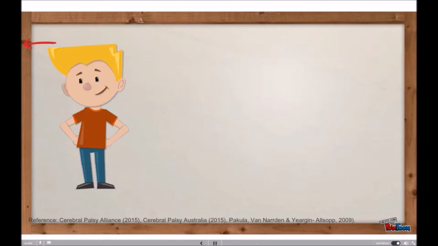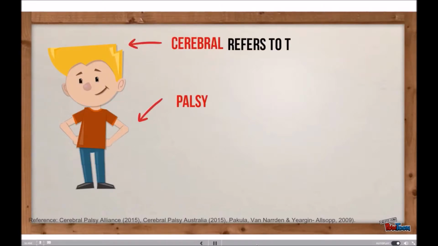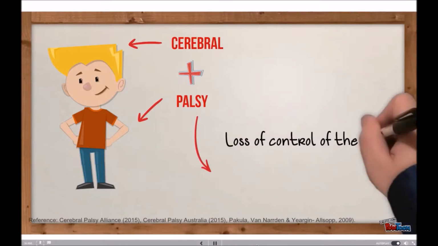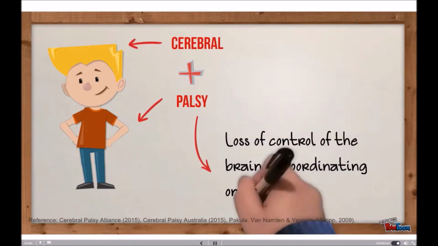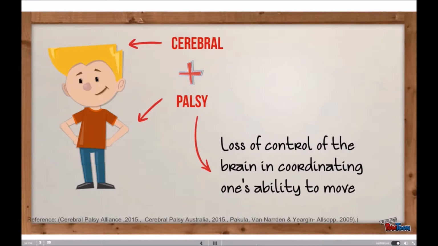Firstly, let's understand the term cerebral palsy by breaking it into two parts. Cerebral refers to the brain, and palsy means weakness or loss of muscle control. Thus, cerebral palsy refers to a loss of control of the brain in coordinating one's ability to move. As a result, it can affect one's posture, balance, and one's ability to communicate, eat, and learn.